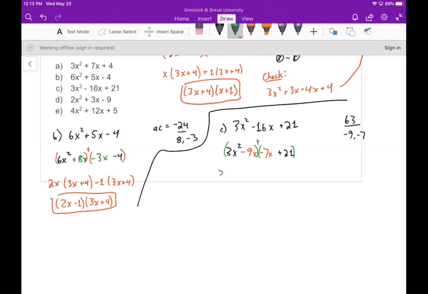So it looks like I can take a 3x out, and I'll be left with an x minus 3. And then the next one, I can take out a minus 7, and then I'll have an x minus 3. So once we factor, we get an x minus 3 times 3x minus 7.